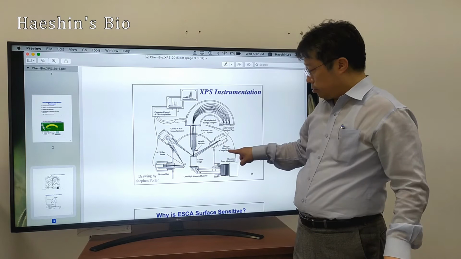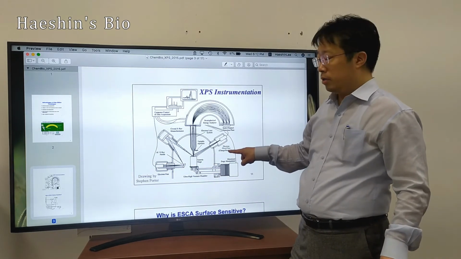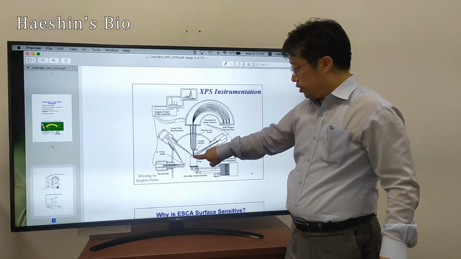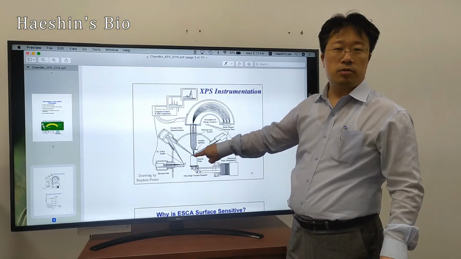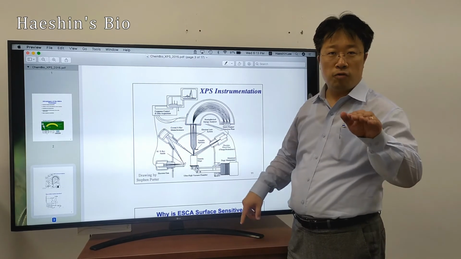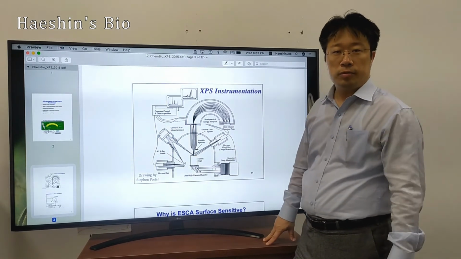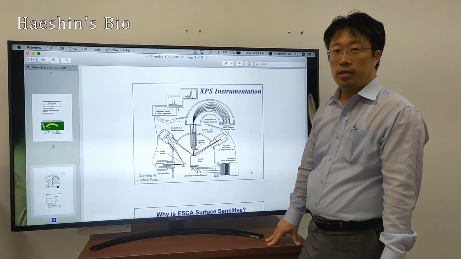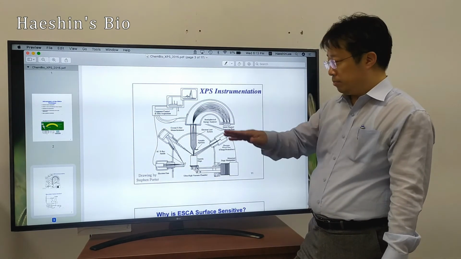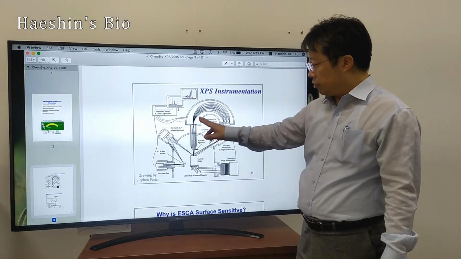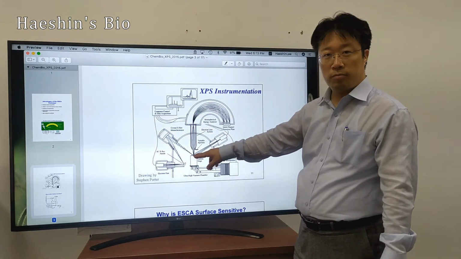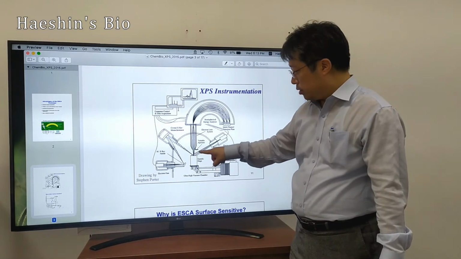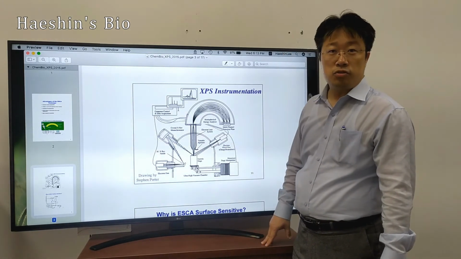This one is the electron gun. The electron gun is basically, you are ejecting the electrons from the material, so the overall charge of the material becomes positive. That becomes a problem because you keep ejecting photoelectrons and the surface becomes more and more positive. So that's why the electron gun is used to make the surface neutral.